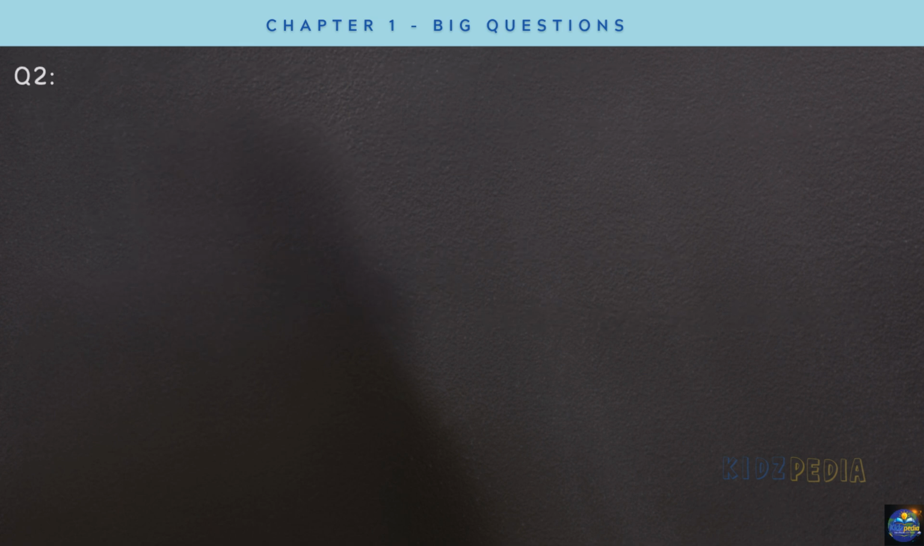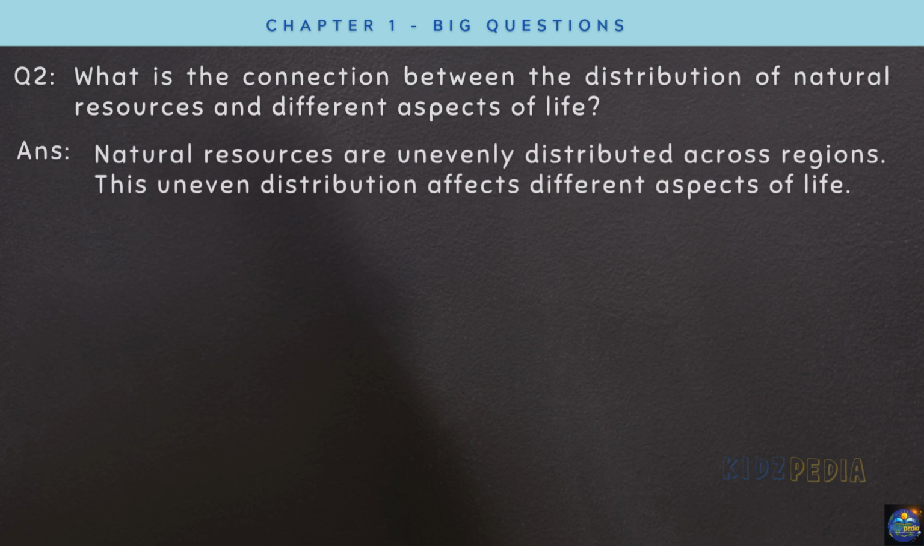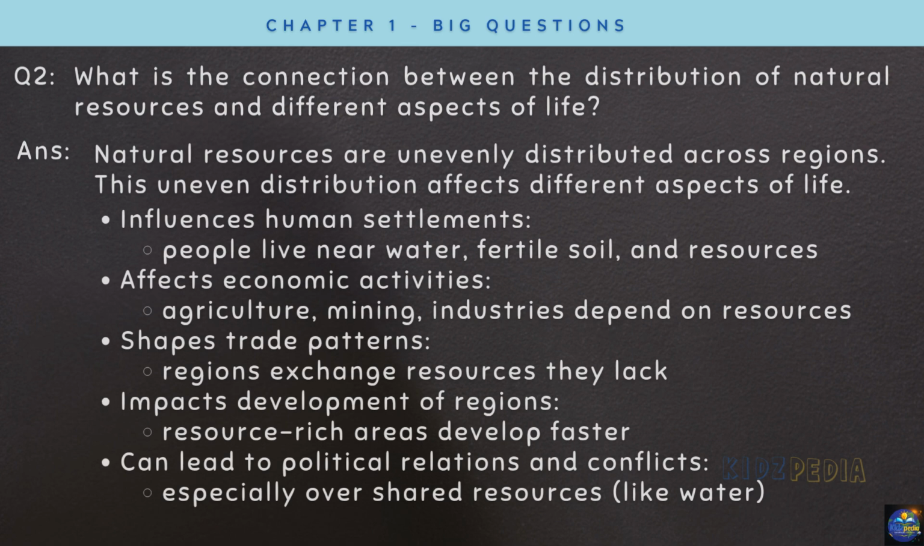Second question, what is the connection between distribution of natural resources and different aspects of life? In this chapter, we learned that natural resources are not evenly distributed across our planet or even within countries. This uneven distribution affects different aspects of life. It influences human settlements as people tend to live near areas with water, fertile land, and other resources.